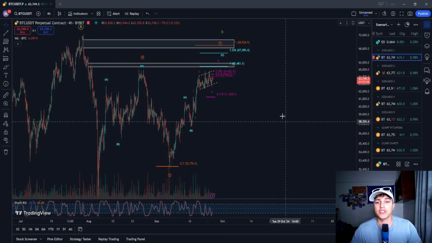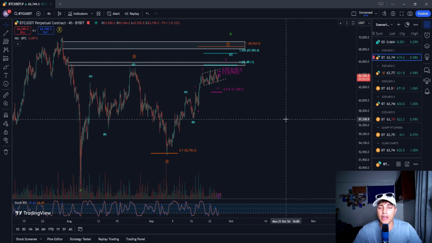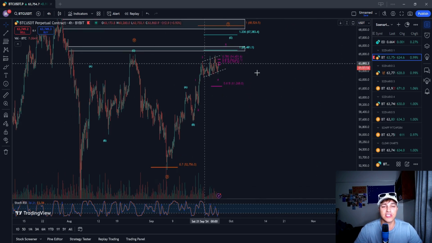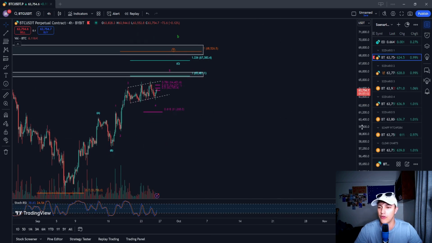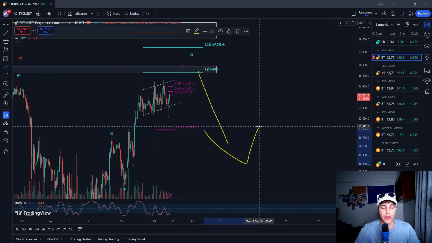Now for trade possibilities starting on the 4-hourly time frame. On trade possibilities at the moment, I would take the same trade on every single time frame: the 4-hourly, the 1-hourly, and the 15-minute. I would short from this level at the 1-to-1 ratio here at $65,481, targeting that C wave move down.